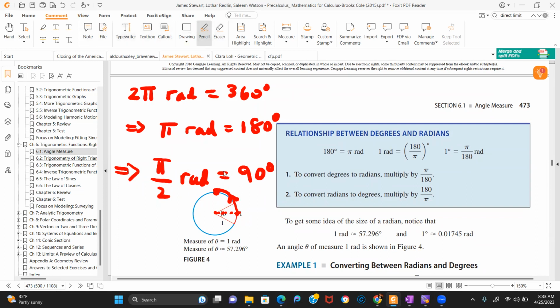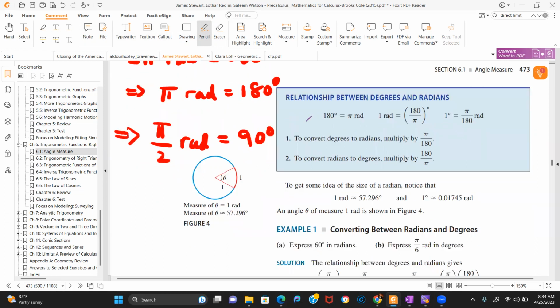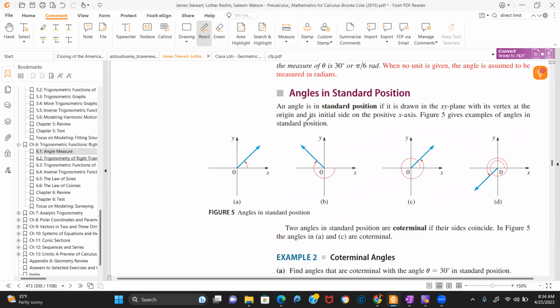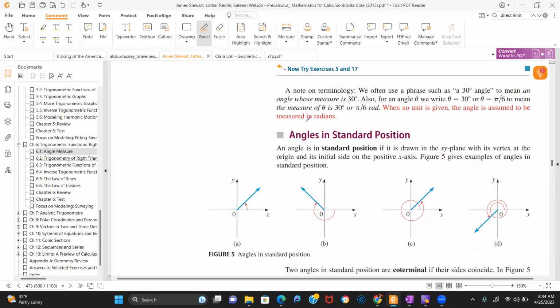All right. So we looked at how you define the radian. Not only do we give you a way to define it, we also give you a way to measure it. And now we have a way of converting between degrees and radians. So I'm going to skip these examples.